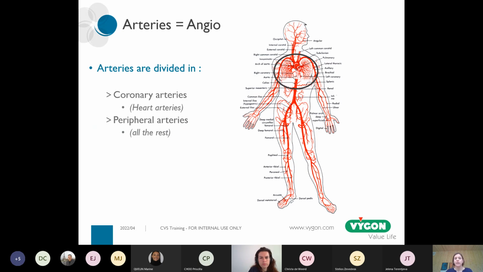Regarding the arteries, they are divided into coronary arteries, which are the heart arteries, and the peripheral arteries, which are all the rest. So you will hear coronary angioplasty, peripheral angioplasty. So coronary is for the heart.